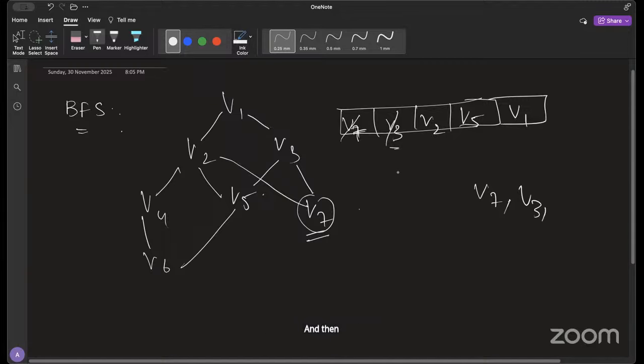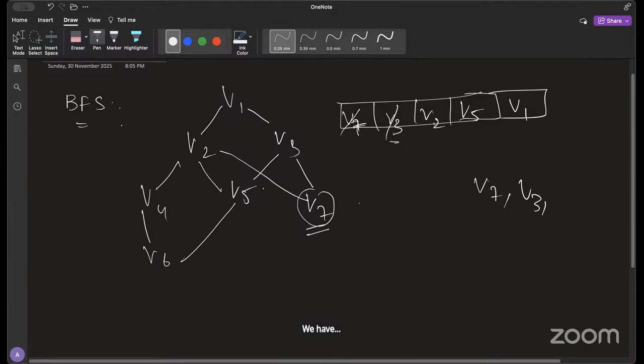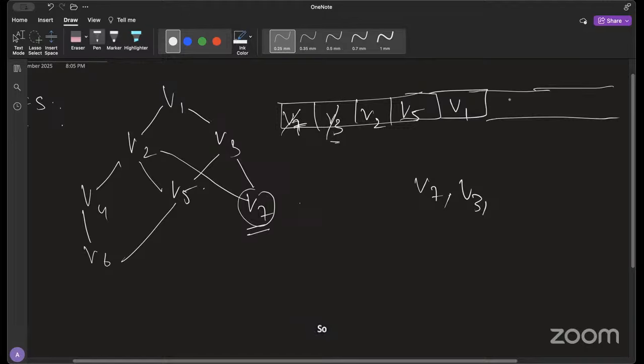And then we have V2. So for V2, we have V4, V5, and V7, and V1 too. But V1 is already done. So we have V4, V5, V7. And with this, we're done with V2.